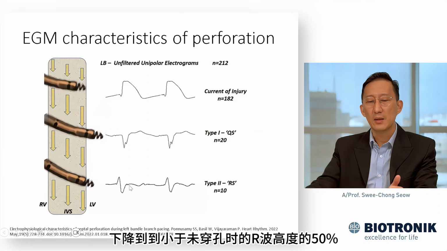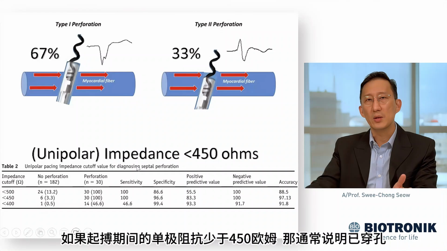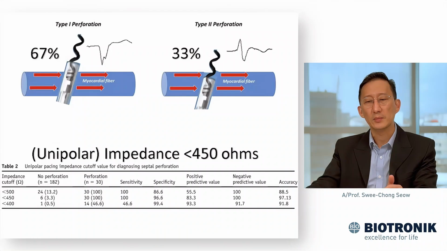that's less than 50% of the height of the R wave, as compared to a case where there is no perforation at the top. Another useful parameter that he found was the unipolar impedance. So if the unipolar impedance during pacing was less than 450 ohms, that usually pointed to a perforation.